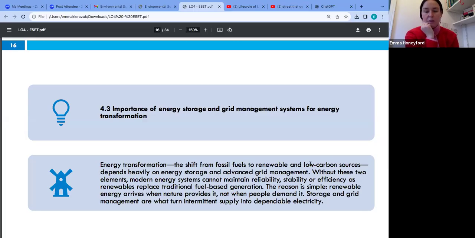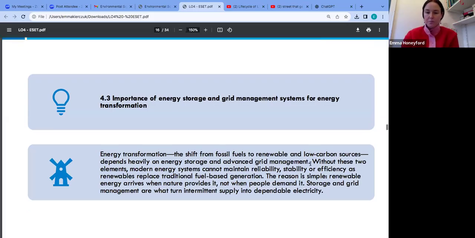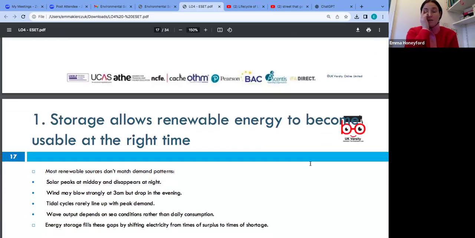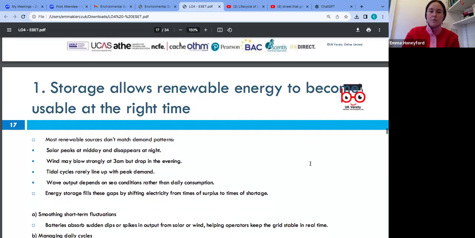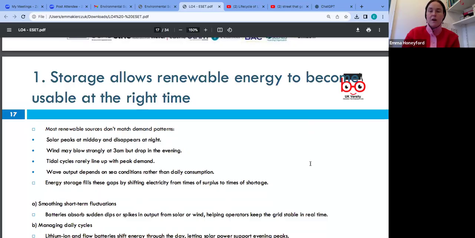And storage and grid management are what turn intermittent supply into dependable energy. So it's so important that the storage we have in place and the grid management can deal with the changeable supply of energy from renewable energy. Storage allows renewable energy to become usable at the right time. So long as we get to grips with how we store energy, renewable energy is going to be really sustainable.